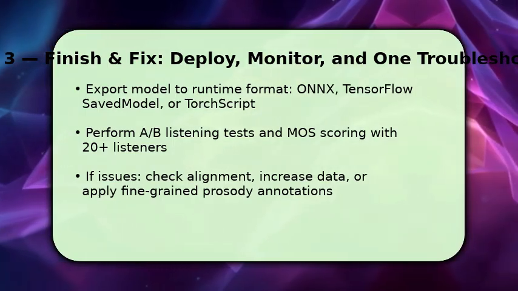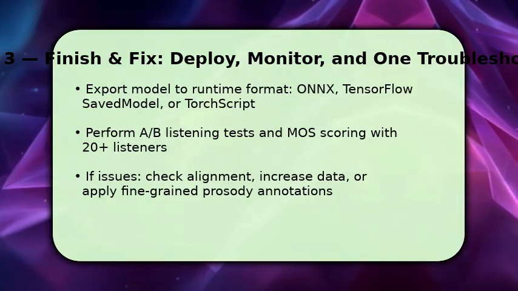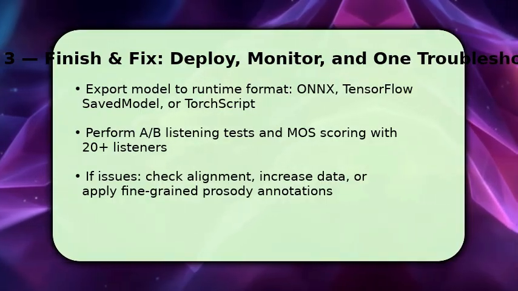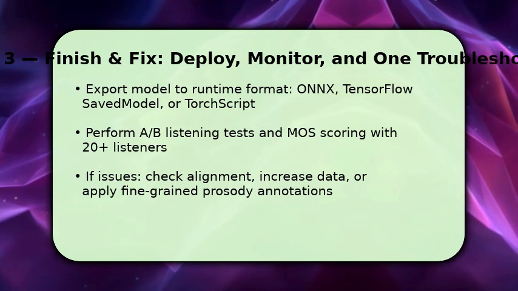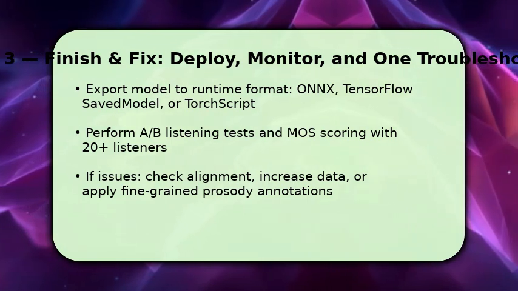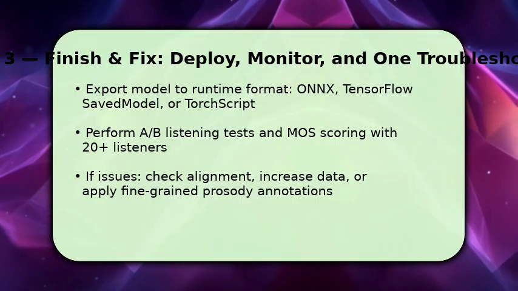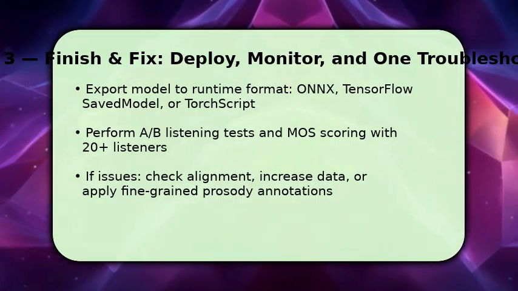If output has alignment glitches, revisit forced alignment annotations. If prosody is flat, add expressive training samples or phoneme level durations. One quick troubleshooting tip: retrain for a few hundred more steps after fixing labels.